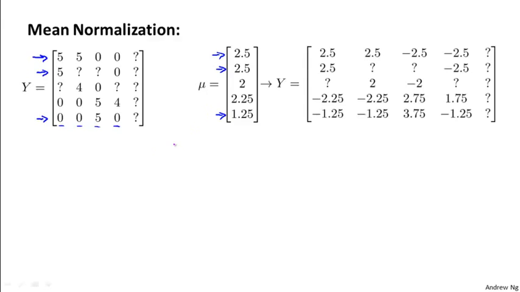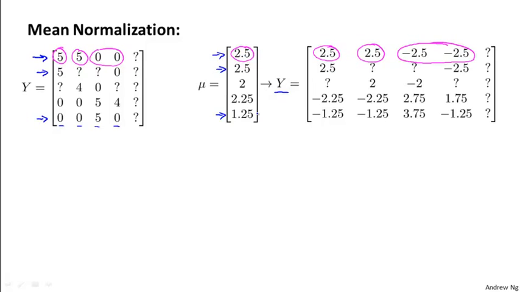So this first element 5, I'm going to subtract off a 2.5, and that gives me a 2.5. And the second element 5, subtract off a 2.5, get a 2.5. And then these zeros, subtract off 2.5, and we get minus 2.5, minus 2.5. In other words, what I'm going to do is take my matrix of movie ratings, this Y matrix, and subtract from each row the average rating for that movie. So what I'm doing is just normalizing each movie to have an average rating of 0.